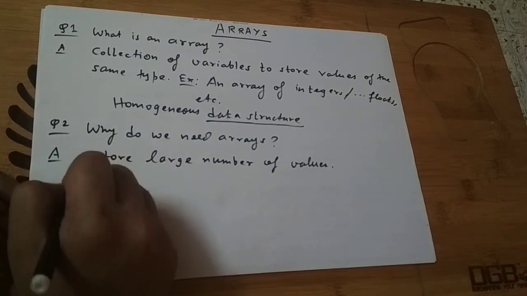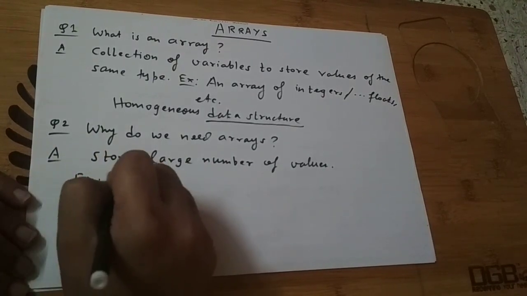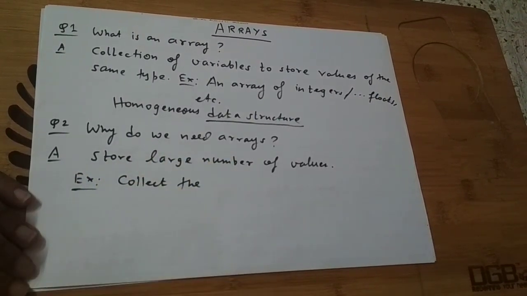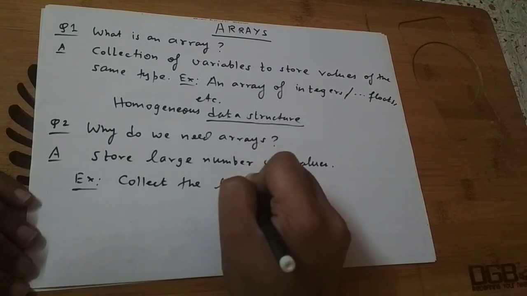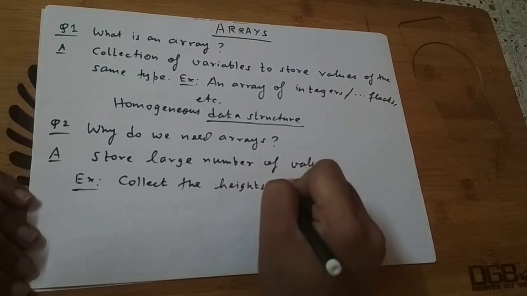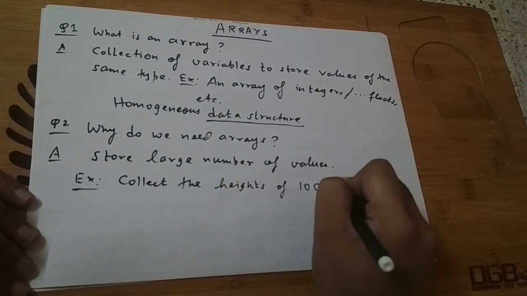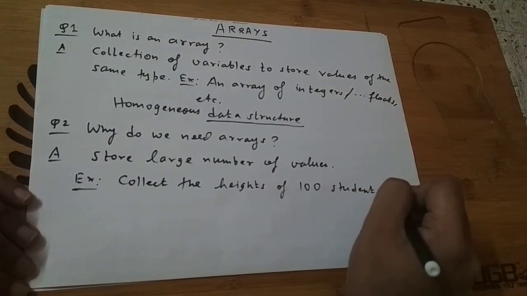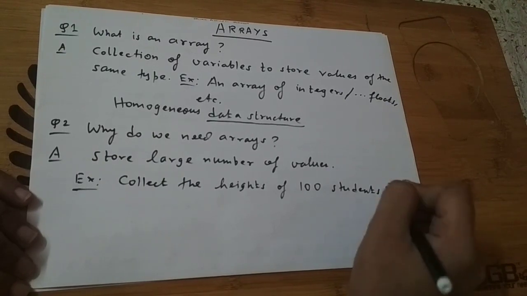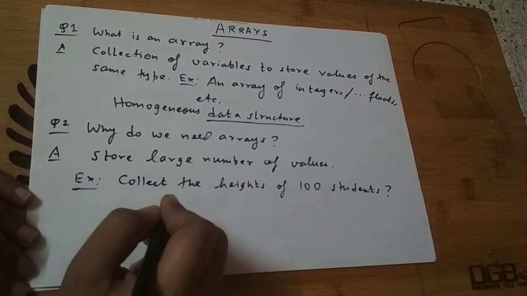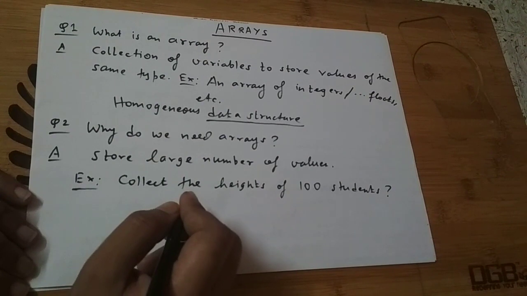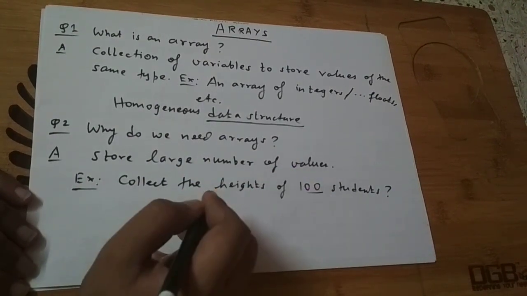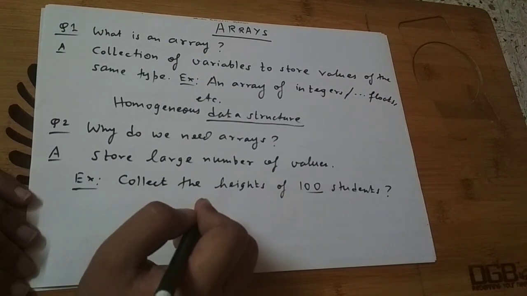So, for example, let's say we are asked to collect the heights of 100 students. Now, obviously, if we do not know arrays, can this operation of collecting the heights of 100 students be done without using an array? Of course, we can have 100 variables, one variable for each student to carry out the task.